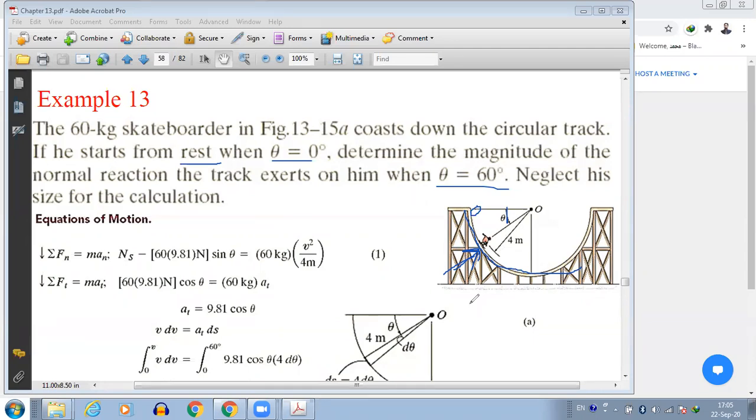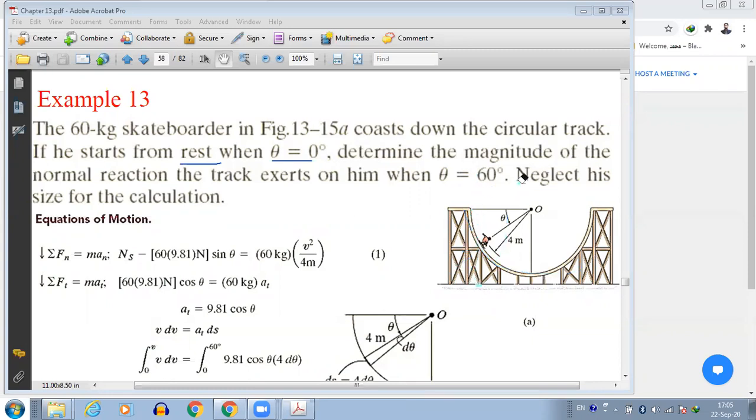Okay. Now let's see how we solve the problem. Let's see how we move toward the solution. Actually, this is a very complicated problem, and I will tell you what the complication is. But let's proceed with the solution.